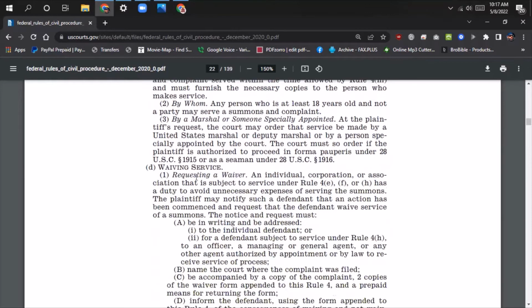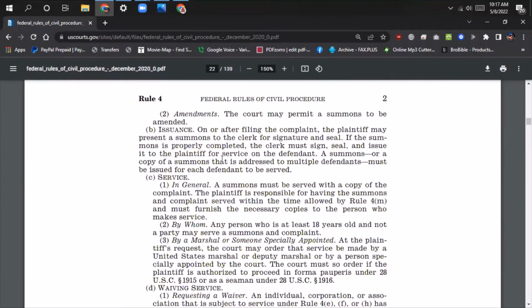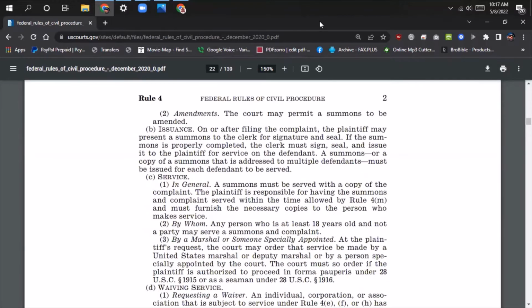So I don't need to keep going. This is the rules. This is the procedure. This is what they follow, and this is what you need to follow. All right? Federal rule, civil procedure, rule 4.